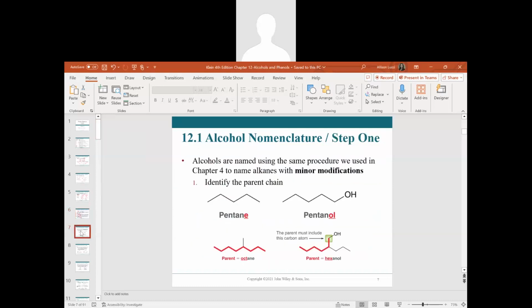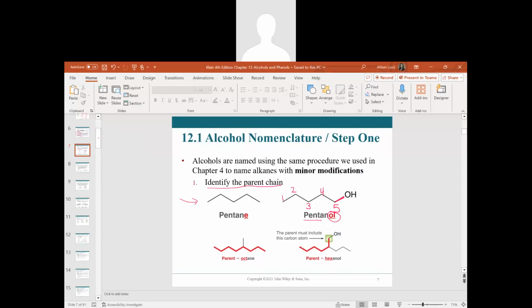Let's take a look here at some simple nomenclature rules that we can review. Step 1, identify your parent. This is just an alkane over here. We have pentane, and we see we have 1, 2, 3, 4, 5 carbons, and then this bond to a hydroxyl group. So this would mean that we have a 5-carbon parent. With the alcohol functional group, we remove that "e" and replace it with "ol."